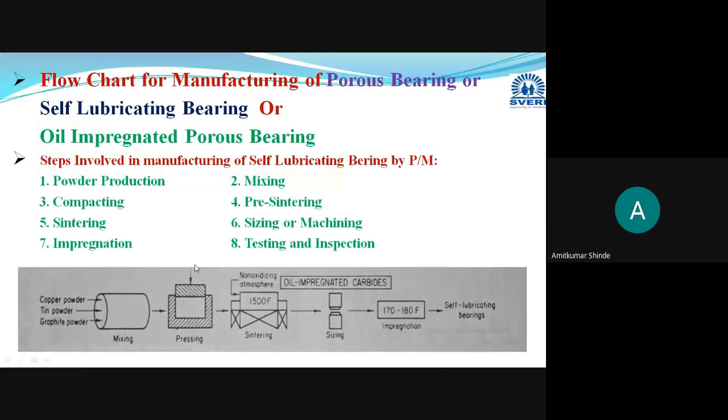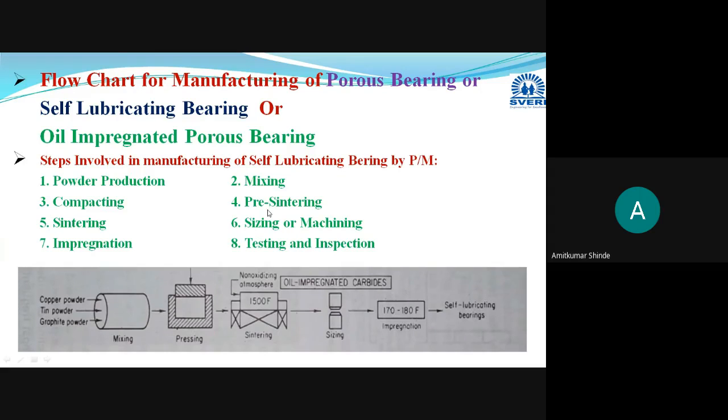20 to 50 kg per millimeter square pressure is used here. At the end you will get a compact. Now the next stage is the pre-sintering stage. On that compact, a pre-sintering process is performed.